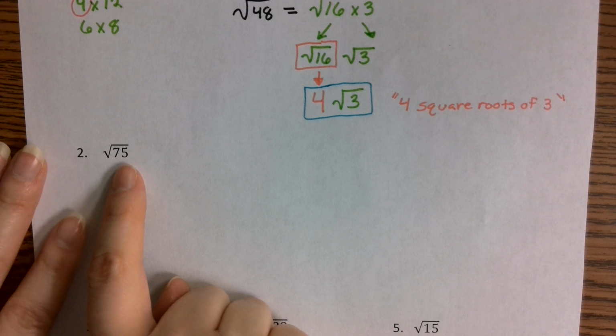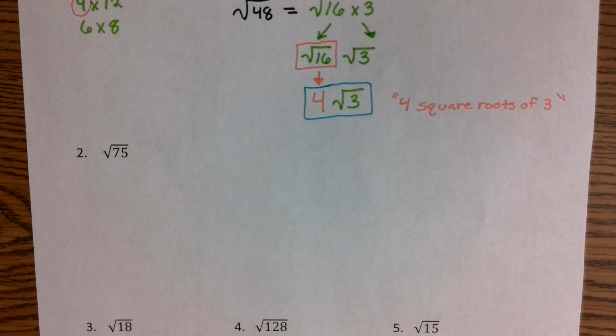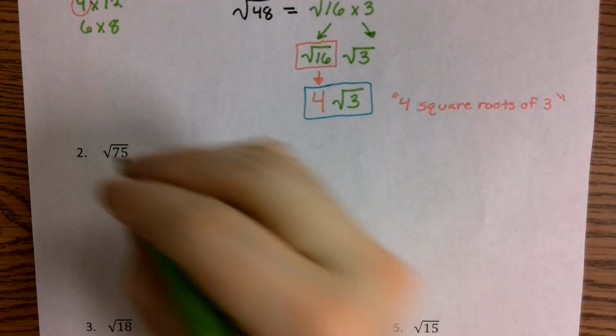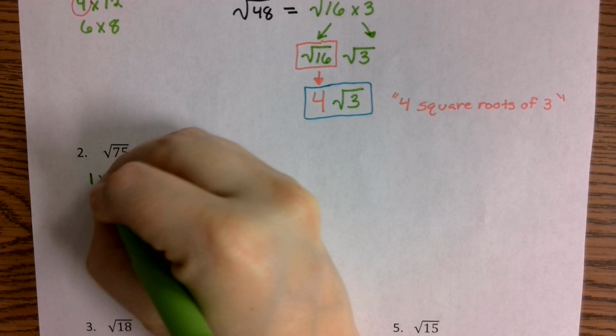Square root of 75. So square root of 75, again, we want to list out the factors. We know that we can do 1 times 75.